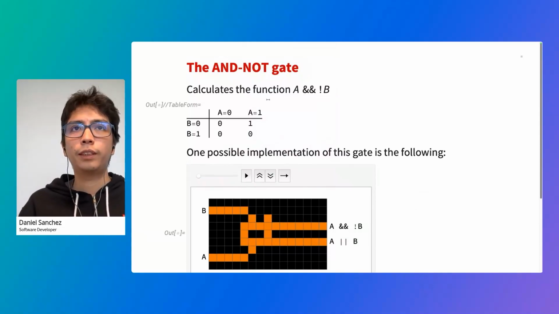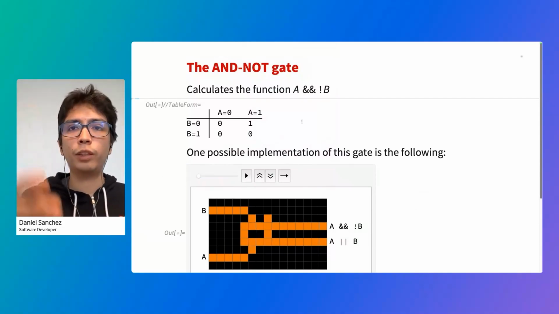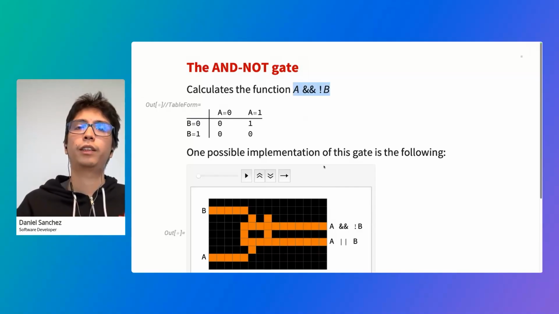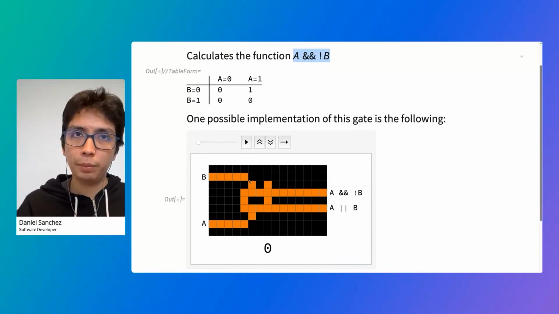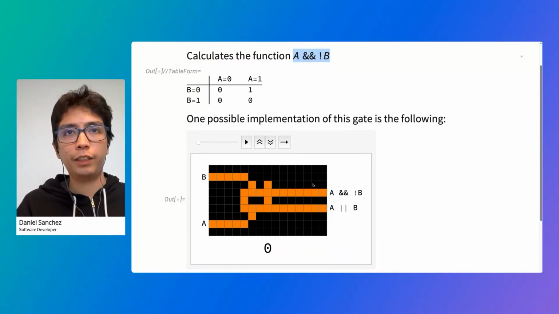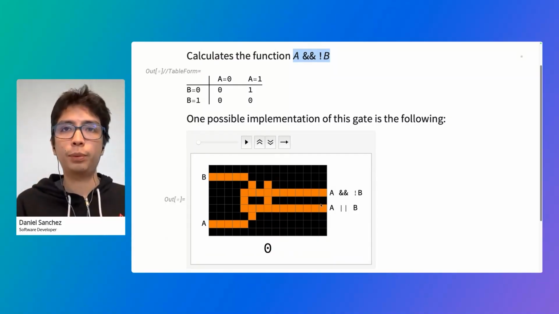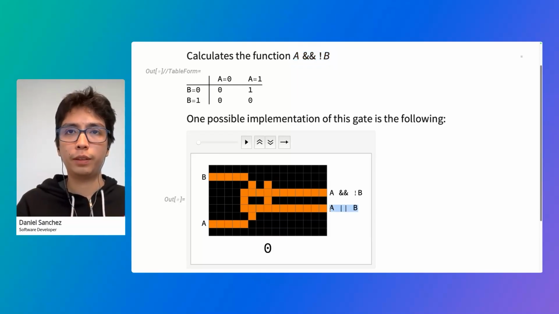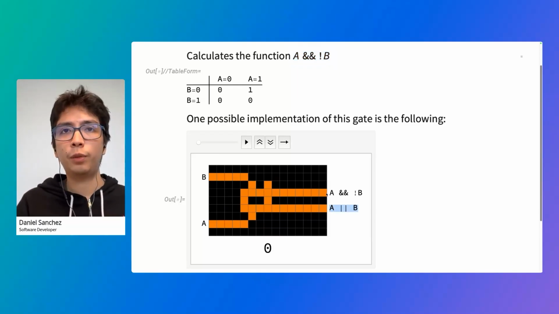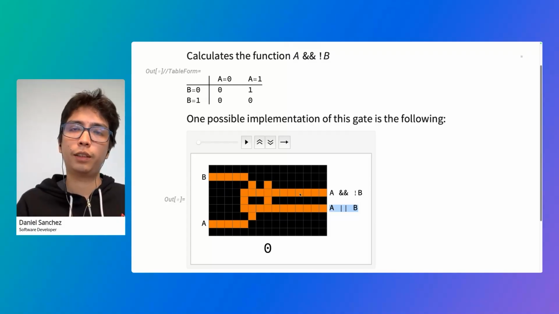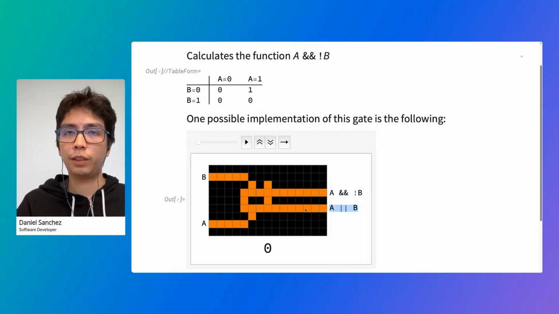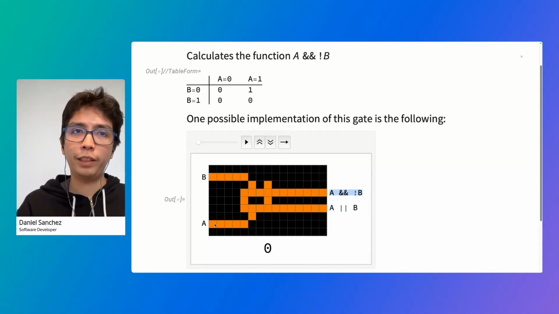Yet another gate we can implement, this is one implementation of the AND NOT gate. If we call this A and we call this B, this gate here has 2 wires as outputs. One of them is the A OR B gate, the OR gate, and the other one has the A AND NOT B output. So this means that if A or B is 1 or both, this wire will always output an electron, but this wire will only output an electron if A is 1 and B is 0.